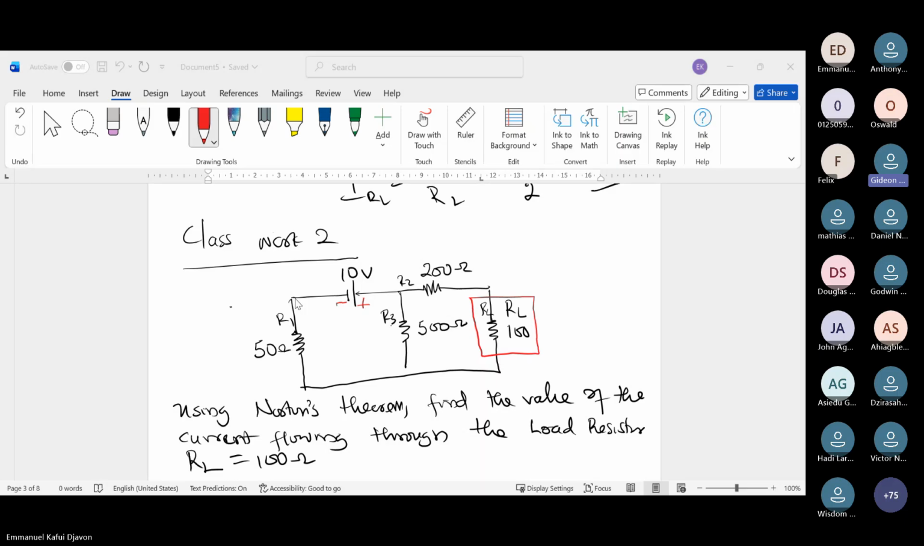Please let me finish this thing. I want R2, then R3. You get R1 and R3, you get 45.45 ohms. Would you approximate it? It is 50 times 500, not 200 times 500.